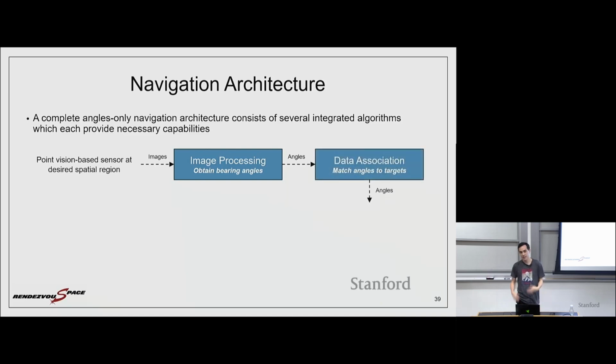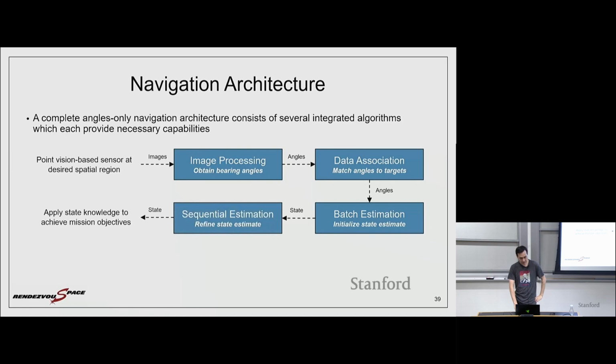We have to do some kind of data association step. This is where we have to take those angles and actually be able to match them to targets we're tracking. Then doing batch estimation: if we have a set of bearing angles, can we use them to initialize the state estimate of a target spacecraft?